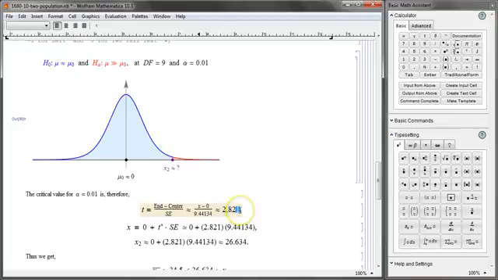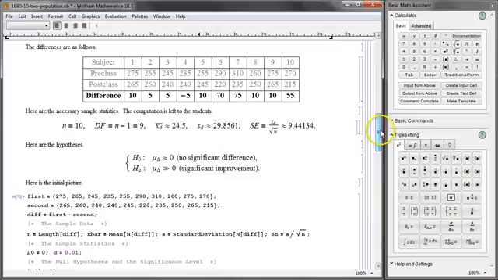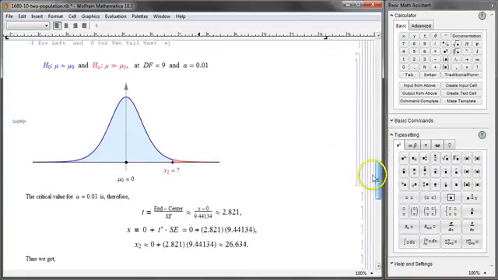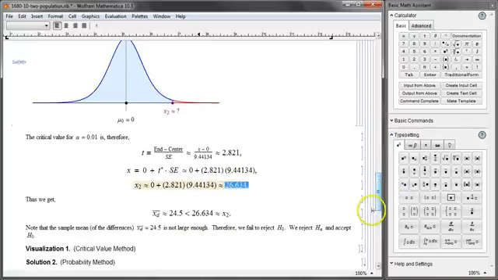So that goes right here, and what do we get? We have this linear equation to solve. Flip the denominator to the other side and solve for x, and what do we get? We have 26.634. The observed mean was 24 point something, wasn't it? Observed mean difference was 24.5, yes. And the critical value is 26.634. So what's your conclusion?